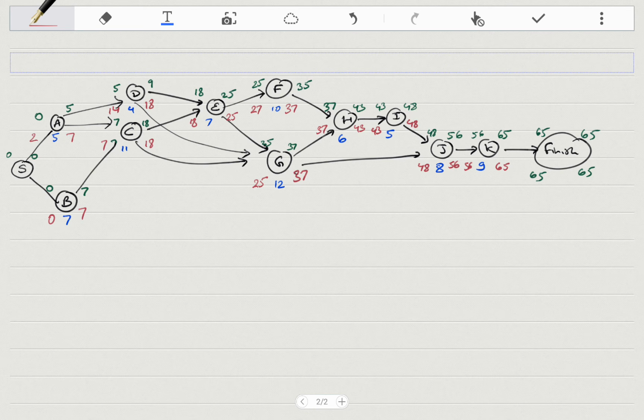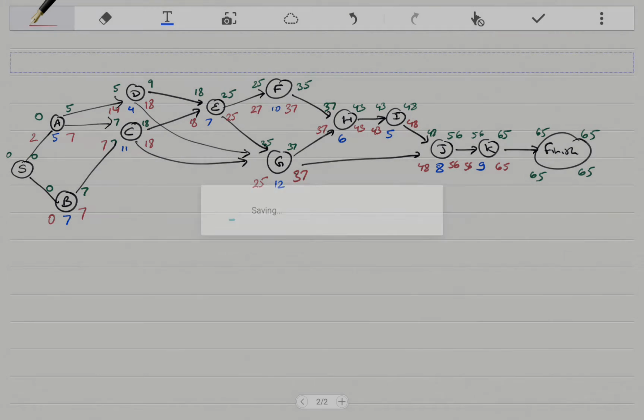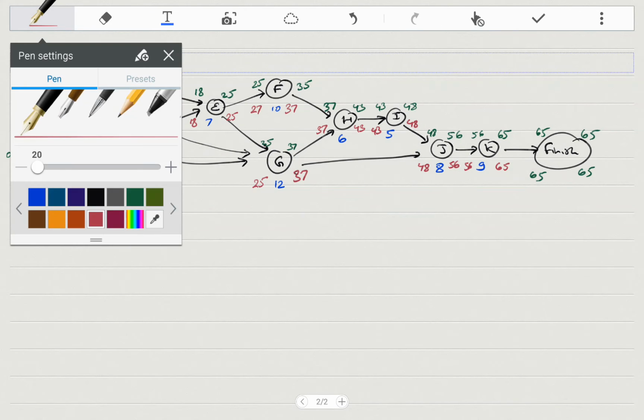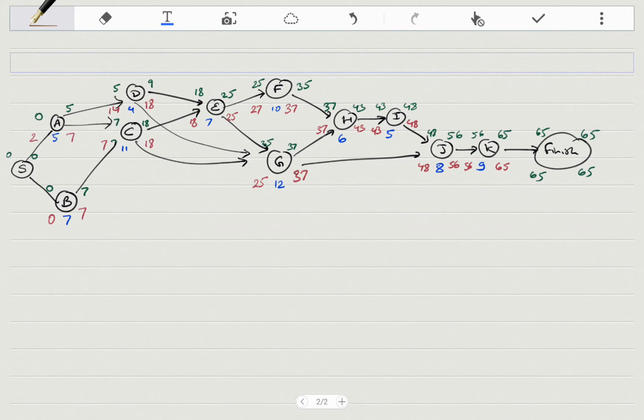Alright, after you've done that, you can calculate the slacks. Use a different color again. Will be brown here. Alright, 7 minus 2 is 2. 18 minus 9 is 9. 7 minus 7 is 0. 18 minus 18 is 0. 25 minus 25 is 0.